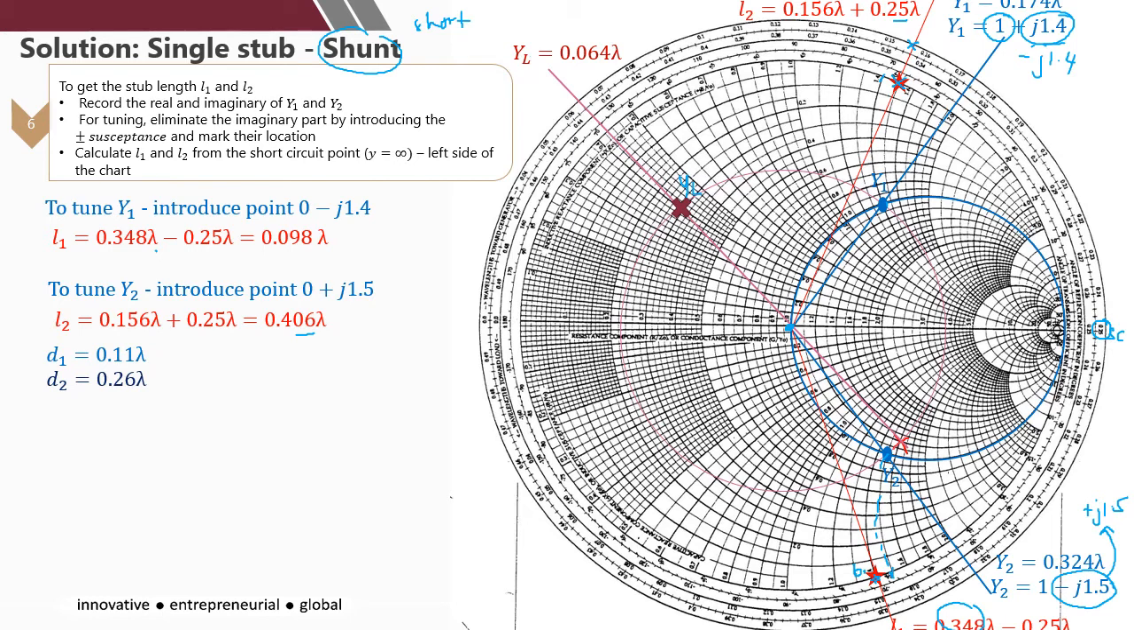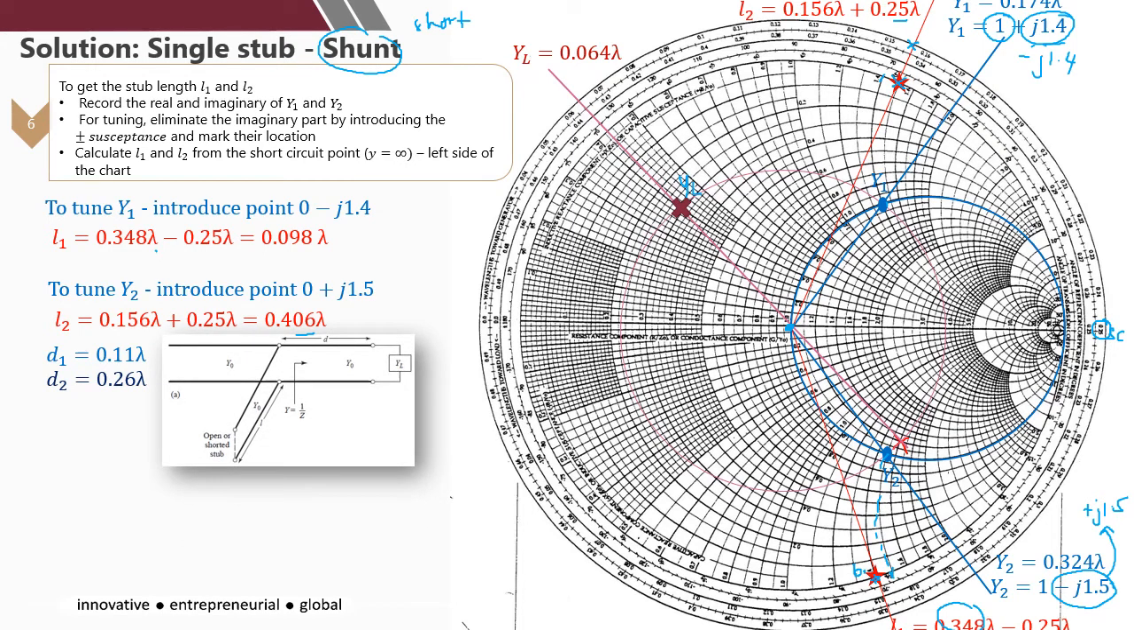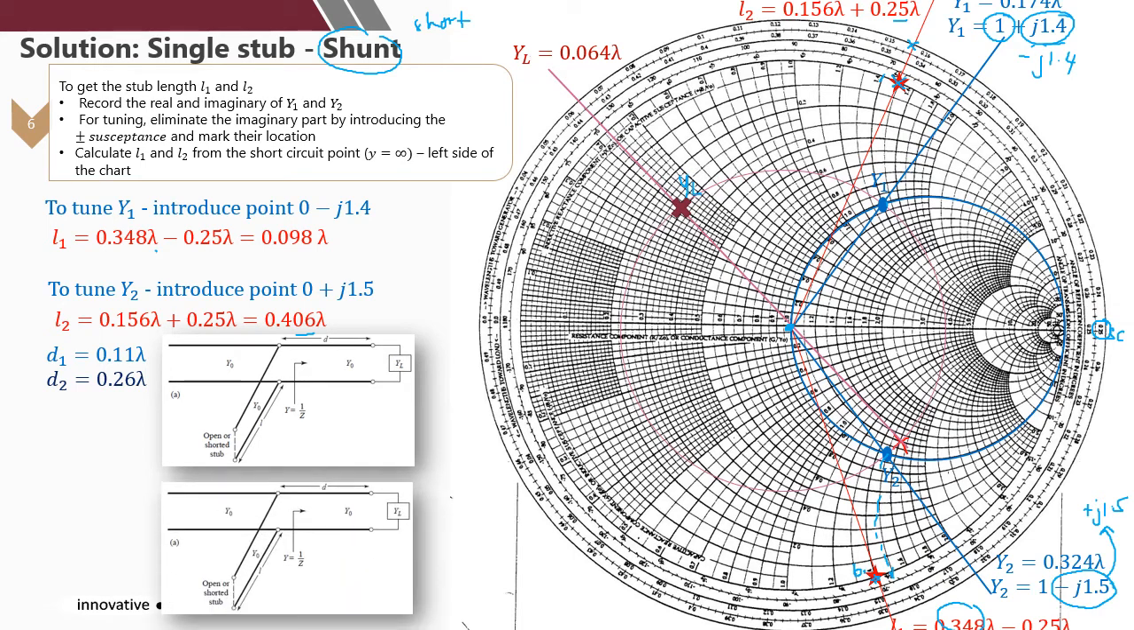Okay, so from the earlier calculated values D1 and D2, now you have two options: whether to use the first one, D1 of 0.11, and the length will be 0.098, or you want to use the second one with 0.26, and the length is 0.406 lambda. Okay, and this is for the short. If it is shunt but open, then you'll be comparing to the open circuit point. So the length will be from here to this point, to L2.